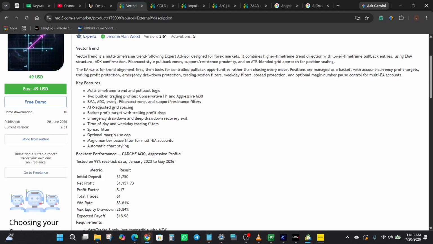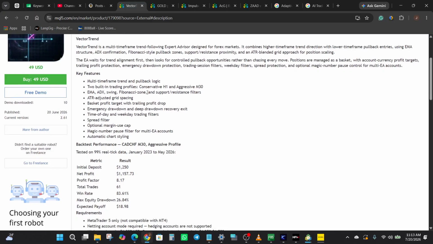Going through the key features, there are two built-in profiles. We have a conservative H1 profile and an aggressive M30 profile, along with emergency and deep drawdown recovery exits, time of day and weekday filters, spread protection, and a magic number pause option for accounts running multiple EAs.